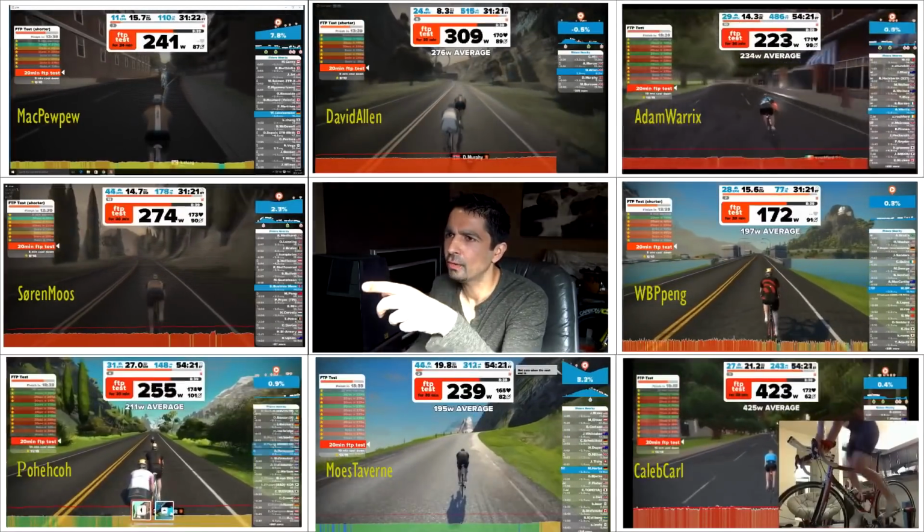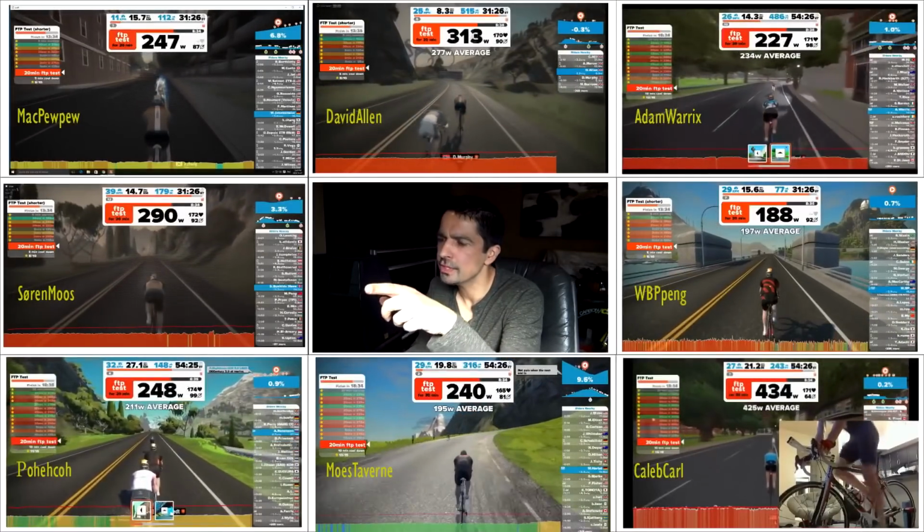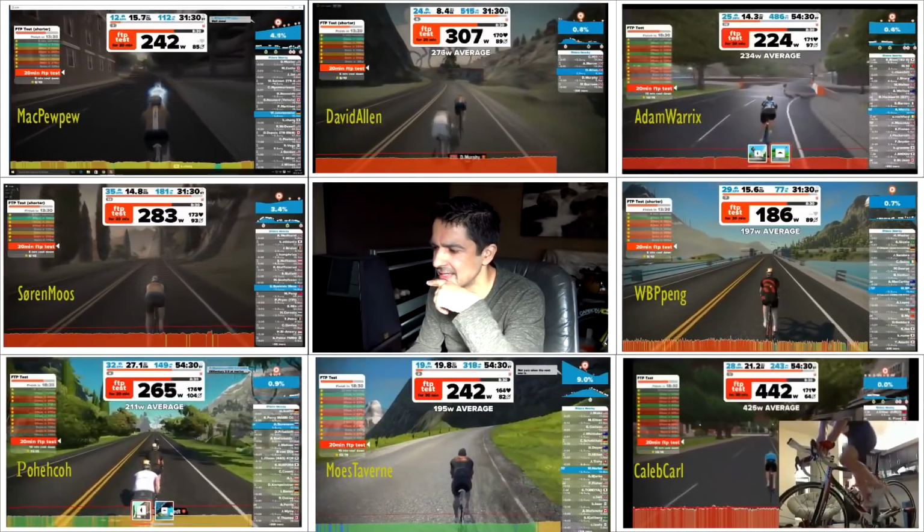Now, a warning sign from McPew: he has dropped into zone 3 from zone 4, and the paceline is deteriorating a little bit. Keep an eye on that baseline.